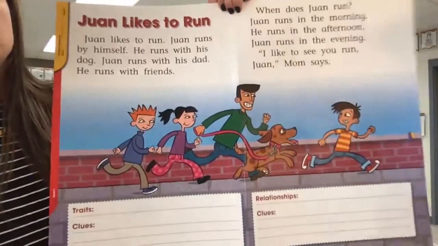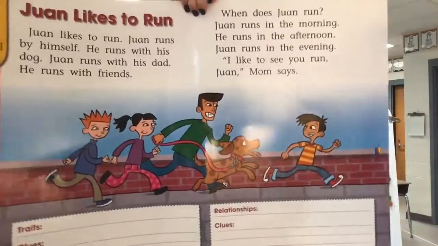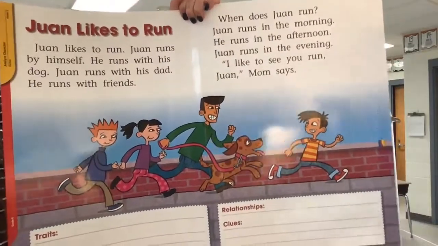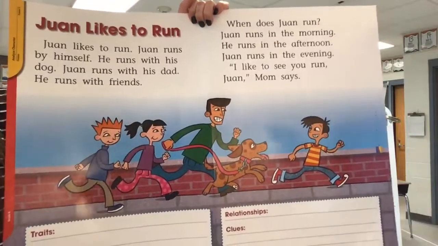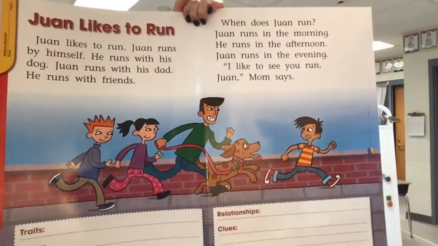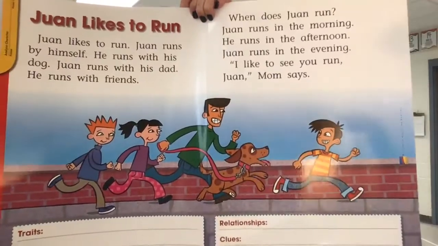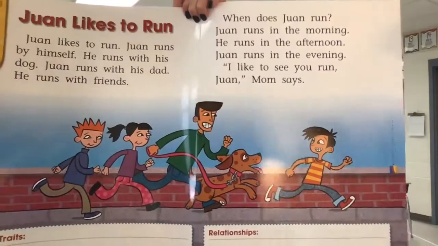So this poster has both words and pictures that we are going to use as readers. And while we're reading, I want you to visualize in your brain the story. Think about the words that I'm reading to you and try and make a little movie in your head of what's going on. So this is called Juan Likes to Run.